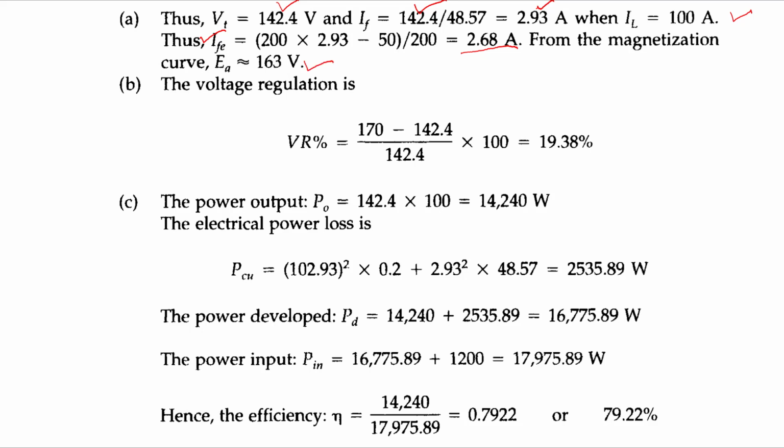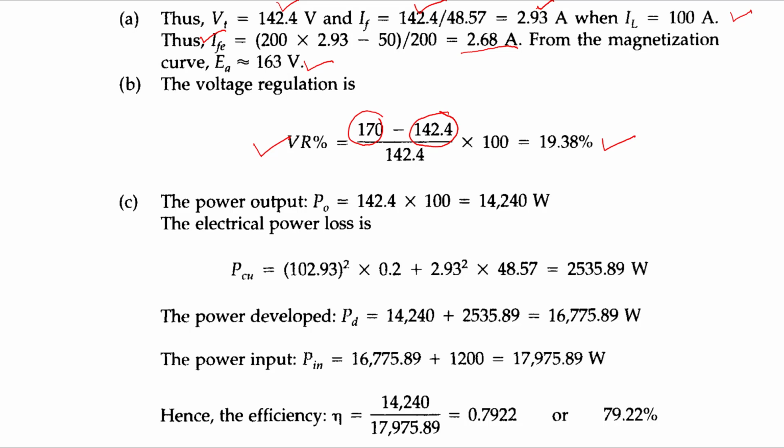Now we can find the voltage regulation. So voltage regulation is your no load voltage minus full load voltage, right? Full load terminal voltage we found around 142.4, right? And this is your no load voltage, 170. So therefore it will become 19.38%.